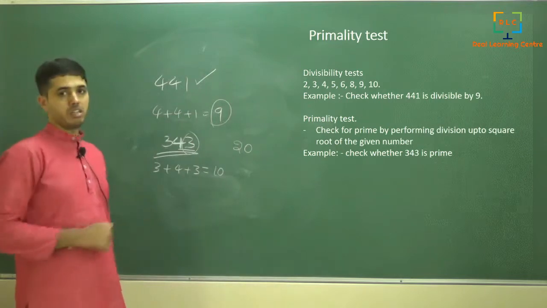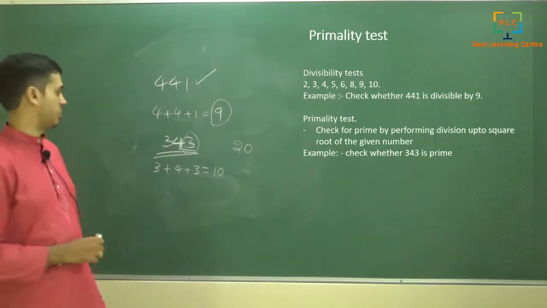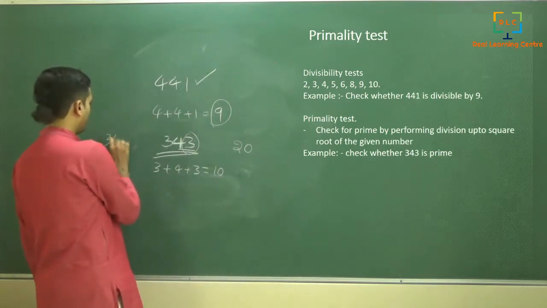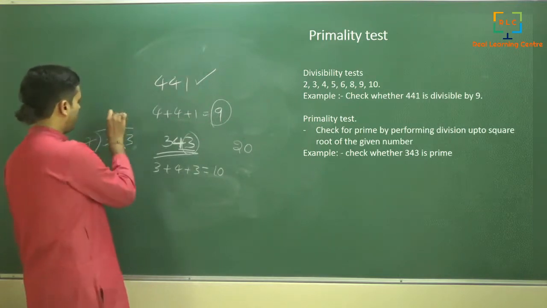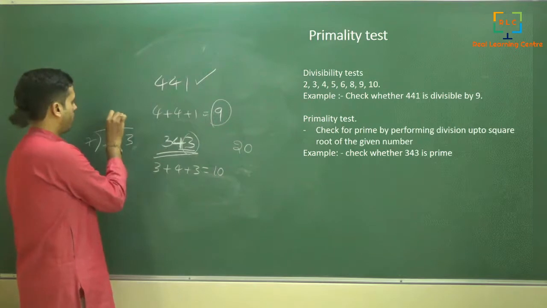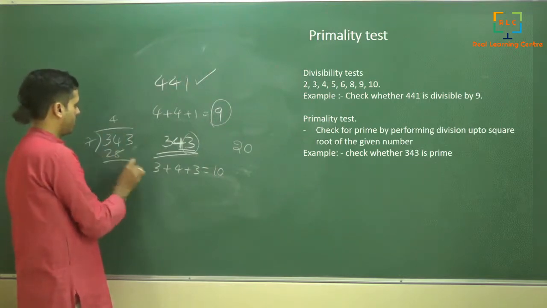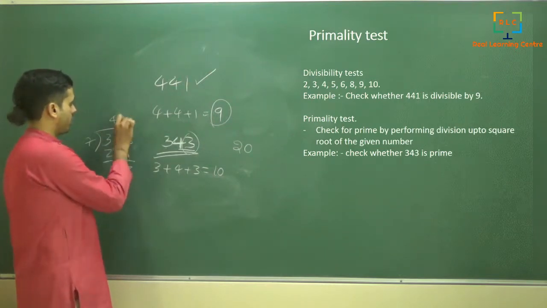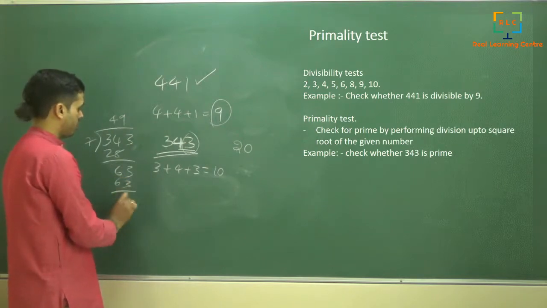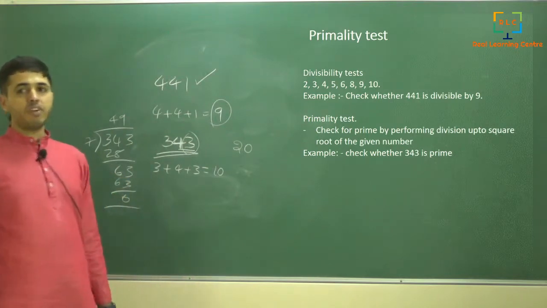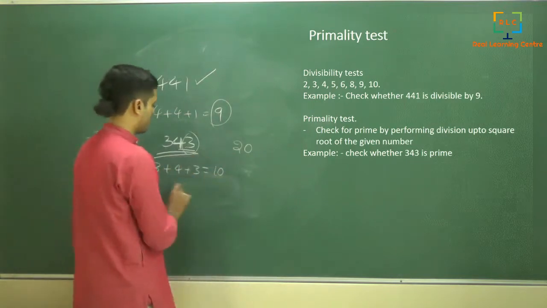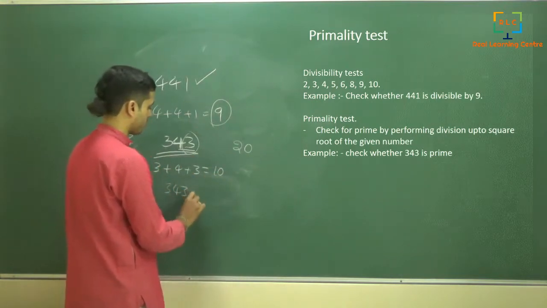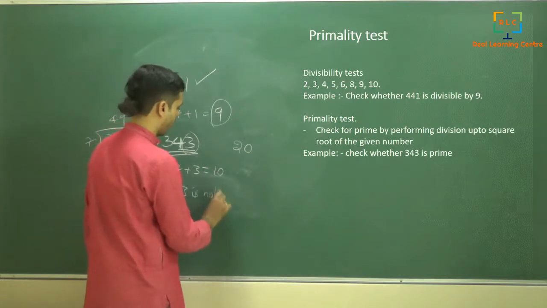And what about 7? For 7 you have to perform actual division. Let us do actual division. 343. Okay. 7 4s are 28. 6 remainder 63. 7 9s are 63. Remainder is 0. So it's perfectly divisible by 7. Hence 343 is not prime.